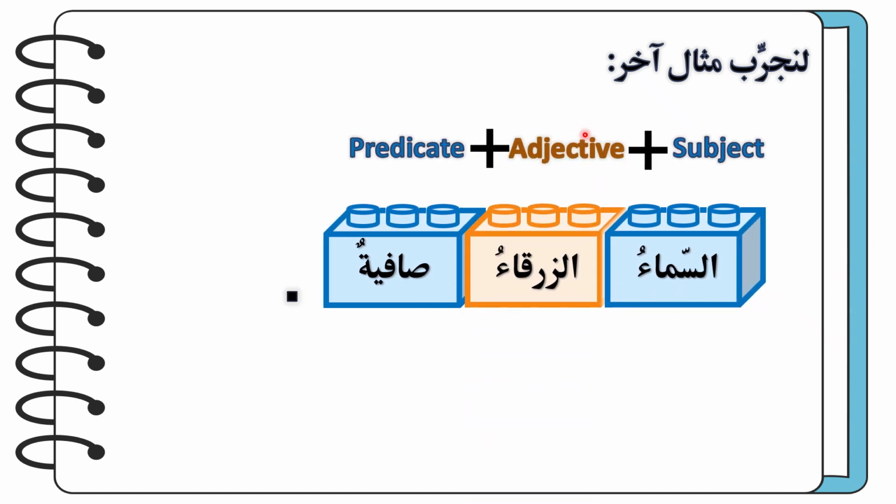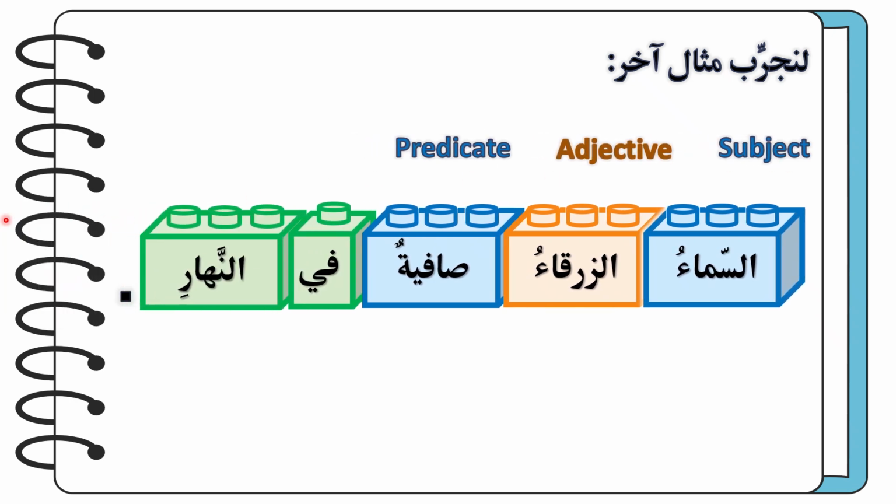Add an adjective. I want to describe the subject. So the adjective should agree with the noun it follows. So it becomes السماء الزرقاء. Alif lam here and alif lam also here, while the predicate does not have it. So it becomes السماء الزرقاء صافية. The blue sky is clear.